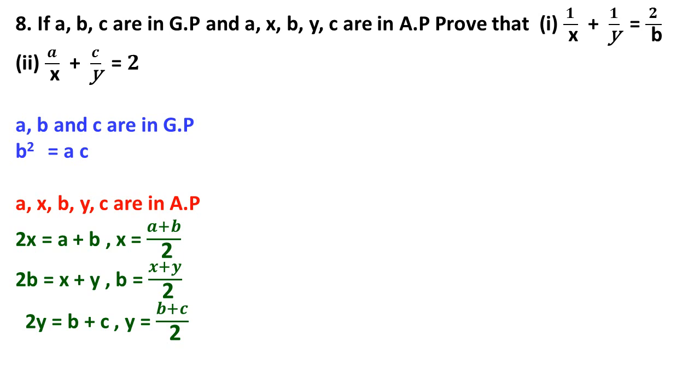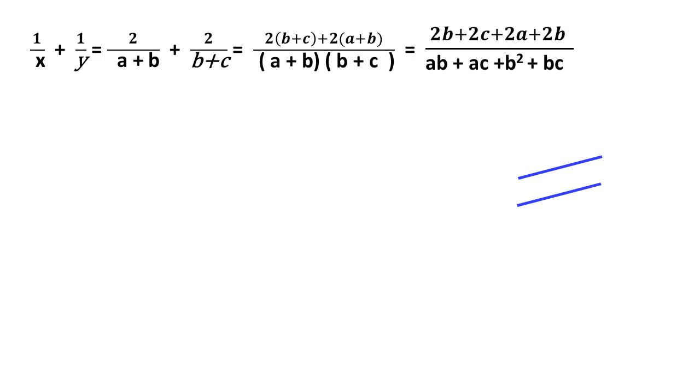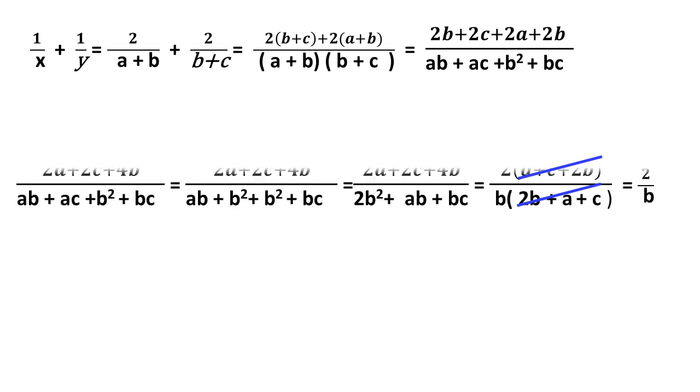Let us consider first sub question 1 by x plus 1 by y. Substitute x as a plus b by 2. So as it is reciprocal, it results as 2 by a plus b plus 2 by b plus c. Take the LCM as a plus b into b plus c, and in the numerator it results as 2b plus 2c plus 2a plus 2b. Try to simplify both numerator and denominators, hence the value will be equal to 2 by b.